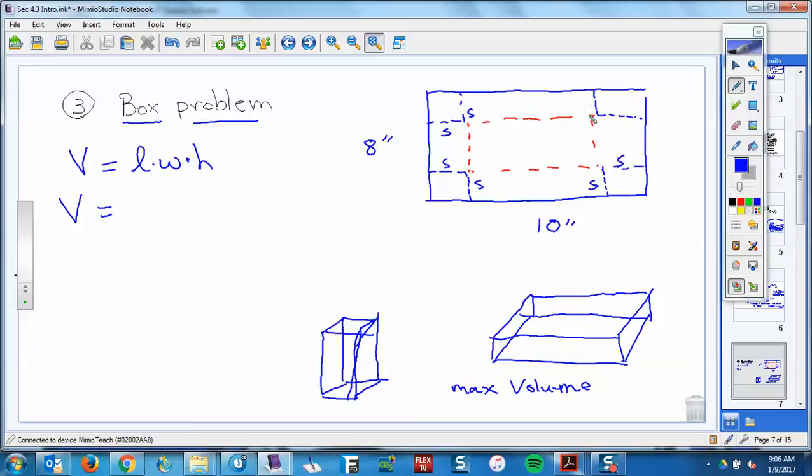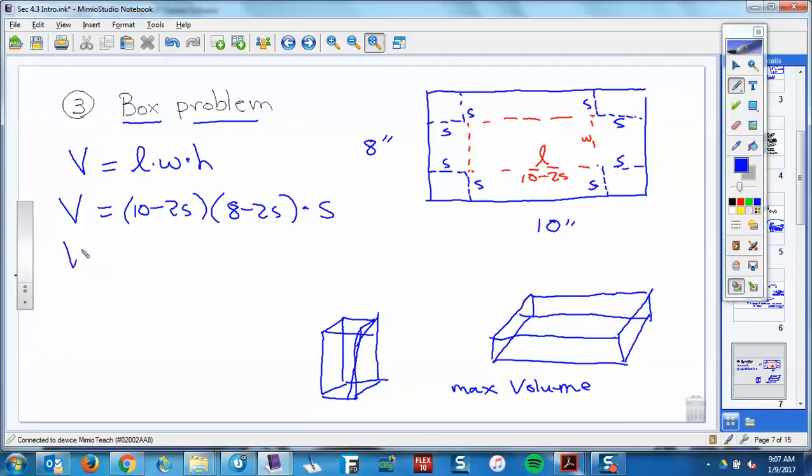Okay? So, I'm going to have length times width times height, and the height is going to be S. Right? So what will be the length? What will be the red here? This would be the length, and this would be the width. So what will be the length? No? Not quite. 10 minus 2s is going to be that length, right? So the length of this is going to be 10 minus 2s. And the width? 8 minus 2s.